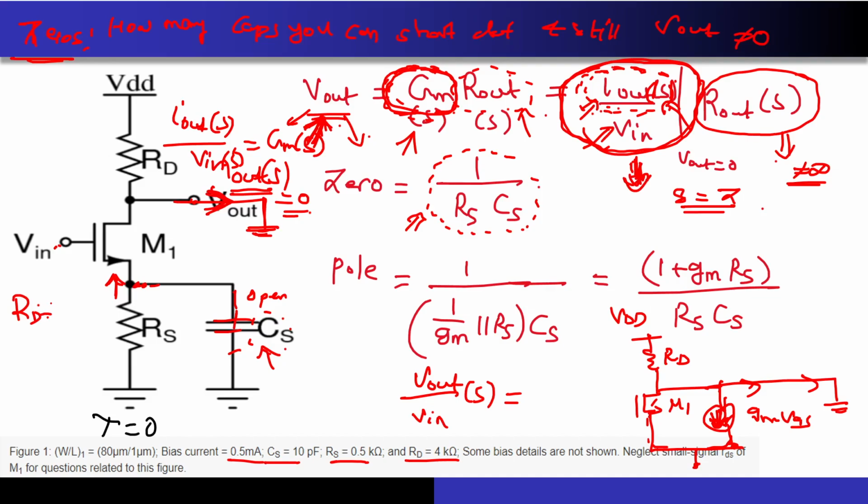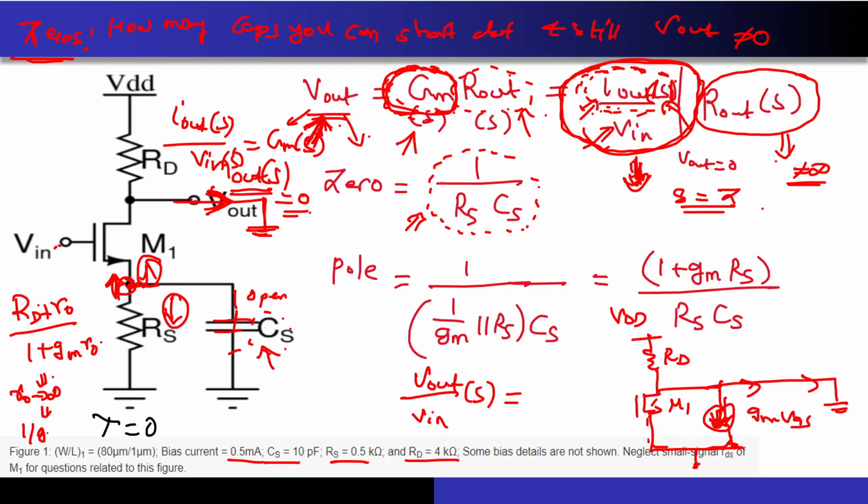Would it be something like RD plus R naught upon 1 plus GM R naught? But normal GM degenerated by RD. Sorry, RD, no, I'm asking looking up. See, remember, I want to find out the net impedance at this particular point, correct? So there is an RS looking down and there is a resistance looking up. So both these resistances have to be taken in parallel. Correct? Are you getting this or you're not getting this?